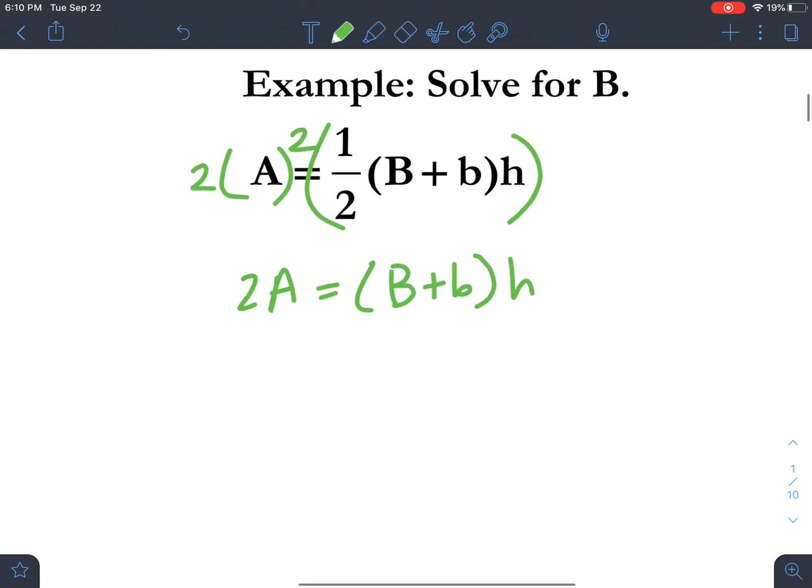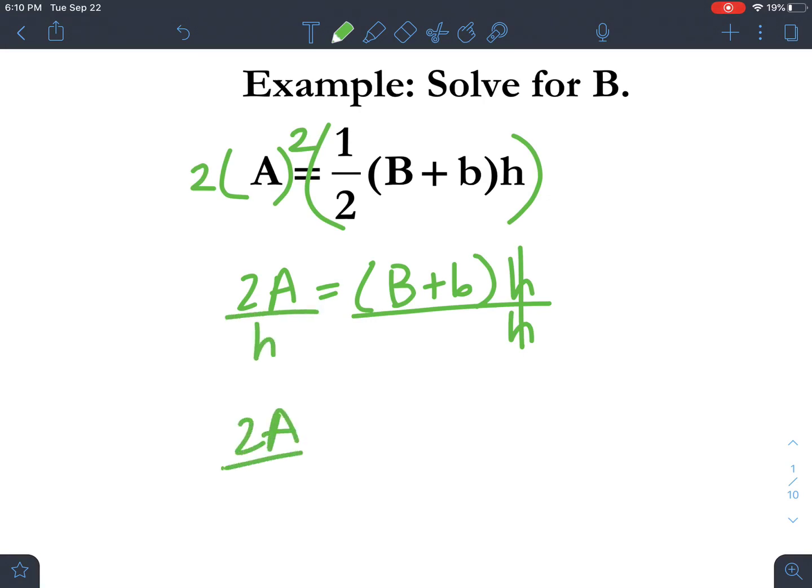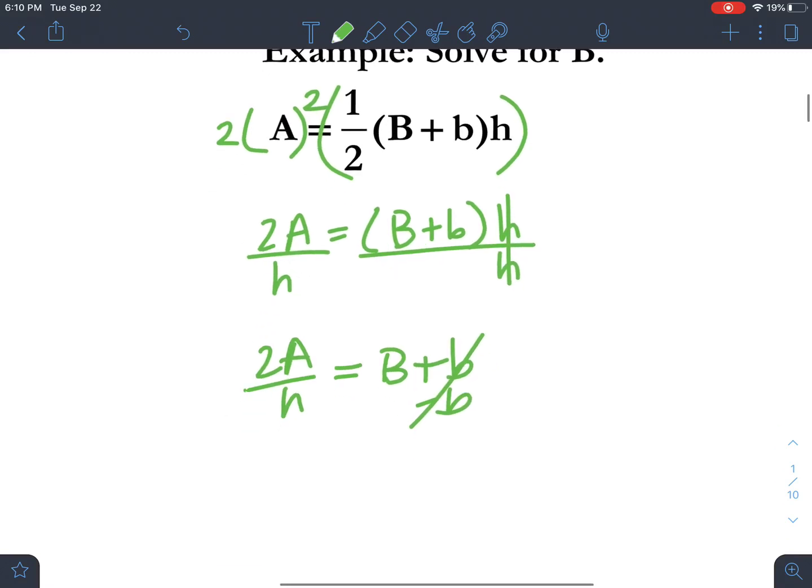Next step, you can either distribute the h or you could divide the h from both sides. Notice it's being multiplied here. So I could have 2a over h equals B plus b. And your last step would just be to subtract. Be careful here, guys. In this case, we only have h over the first fraction.